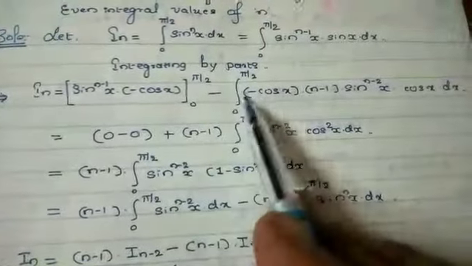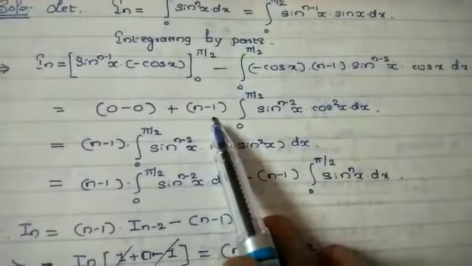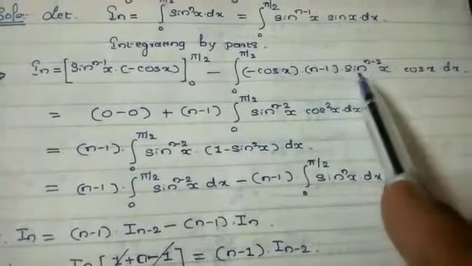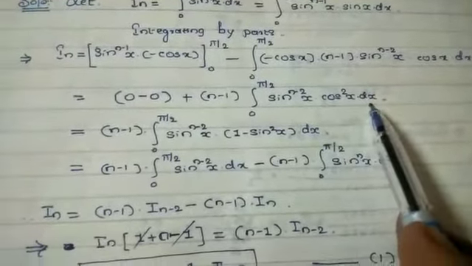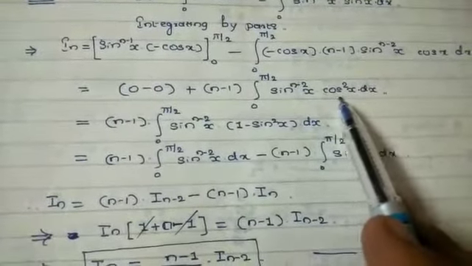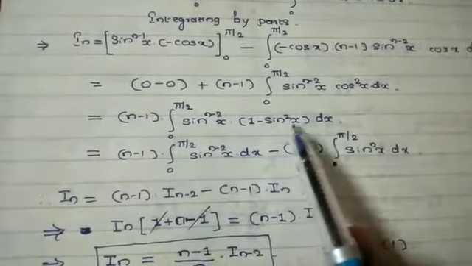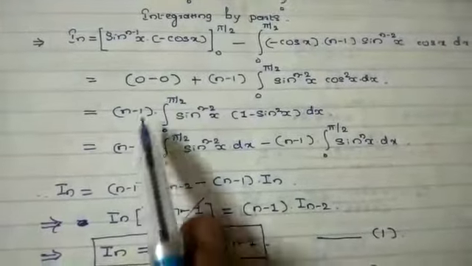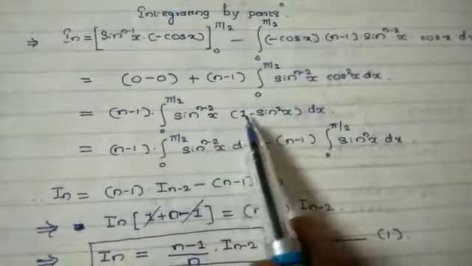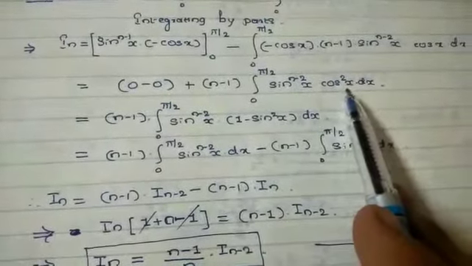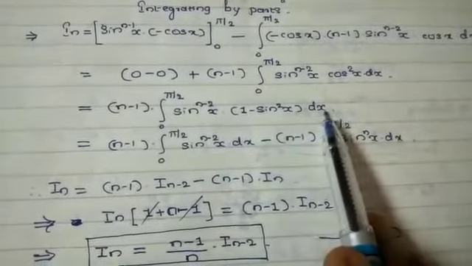So 0 minus 0, and minus of minus is plus. Integration is with respect to x, so n minus 1 we take as a common factor: the integral from 0 to pi by 2 of sin raised to n minus 2 x, cos x into cos x, so it is cos square x. Using the trigonometric identity sin square x plus cos square x equals 1, cos square x equals 1 minus sin square x. So n minus 1 into the integral from 0 to pi by 2 of sin raised to n minus 2 x into the bracket, substituting the identity cos square x equals 1 minus sin square x, with respect to x.